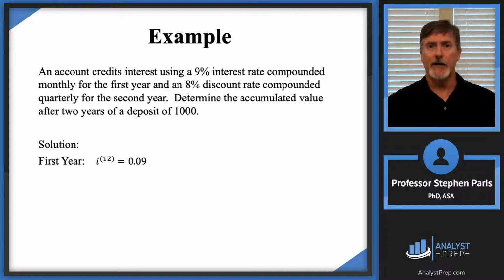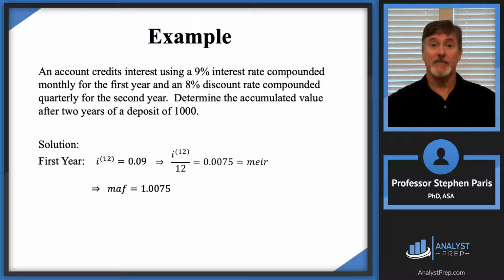First thing I do with that i upper 12 is divide it by 12 to get what's called the monthly effective interest rate. And then I add 1 to that. That gives me the monthly accumulation factor. And I'm using this for the first year.